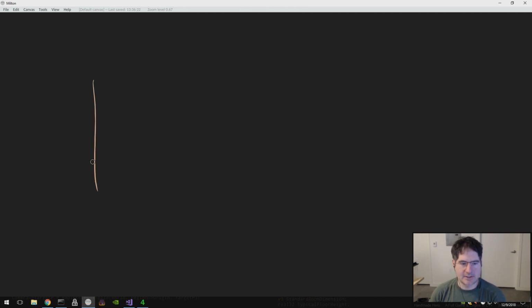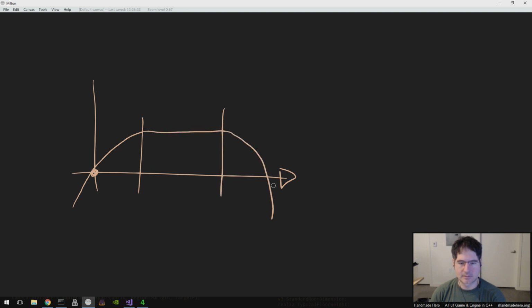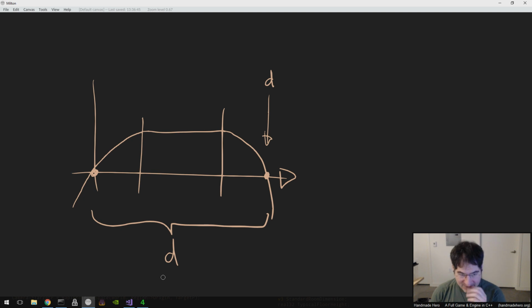Okay, I know that I have a curve. I know that the curve looks like something. And I don't know what this is. I'm going to call that D for now. So the length between here and here is D, right? And what I now have is a camera position somewhere along this, which we'll call P, right?